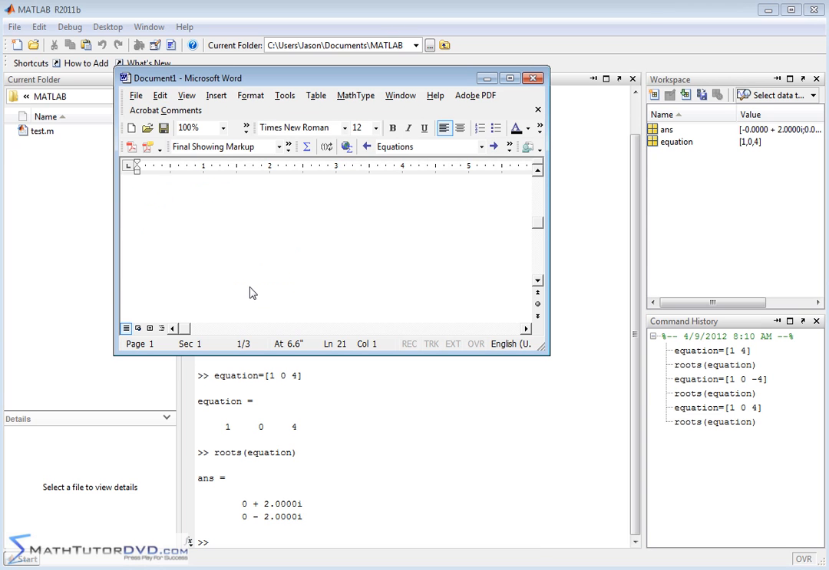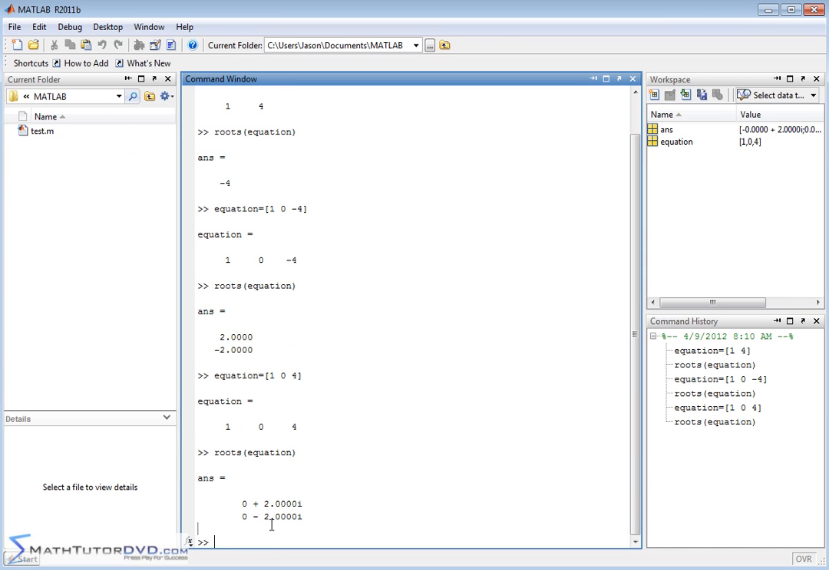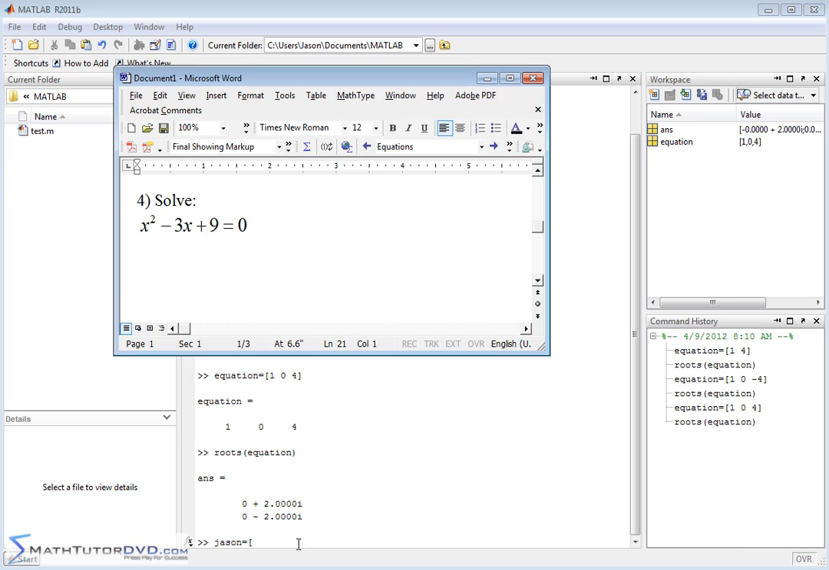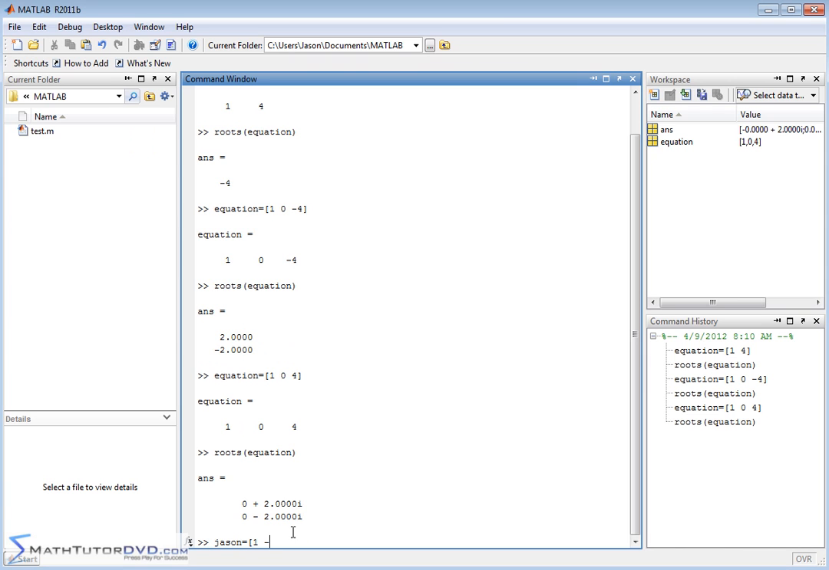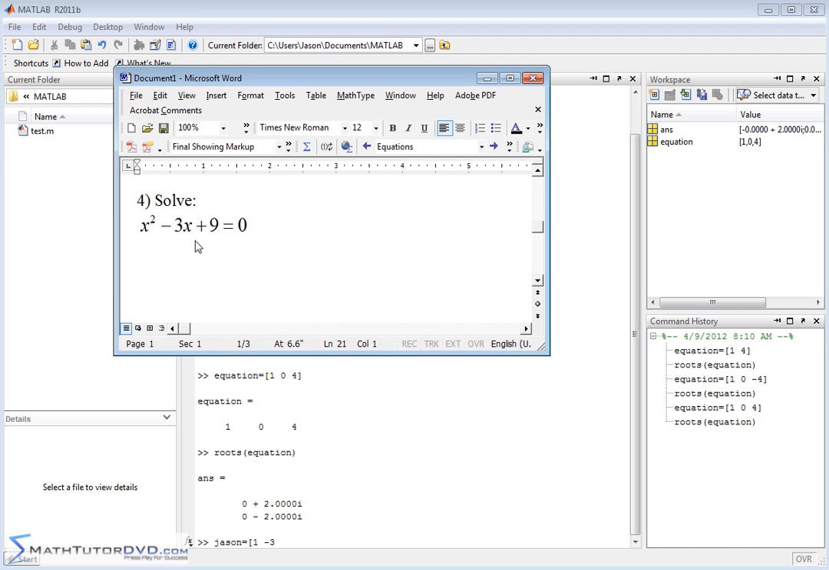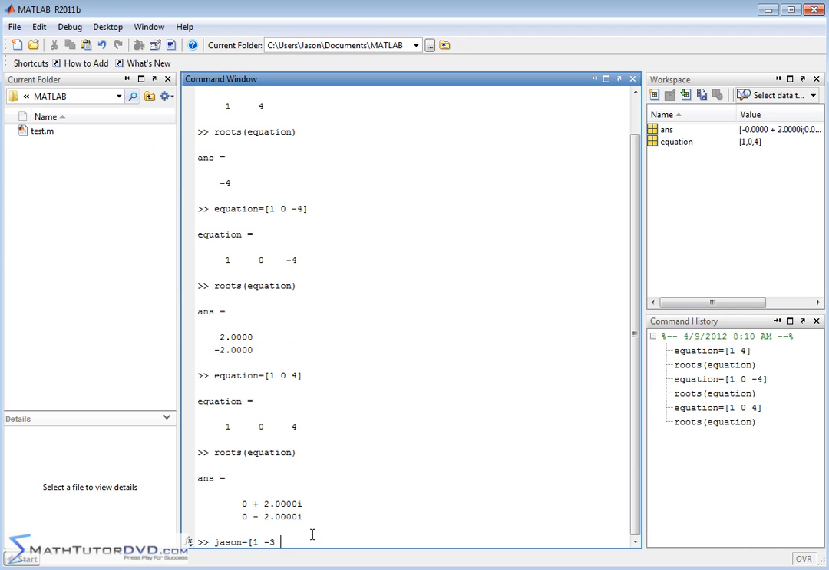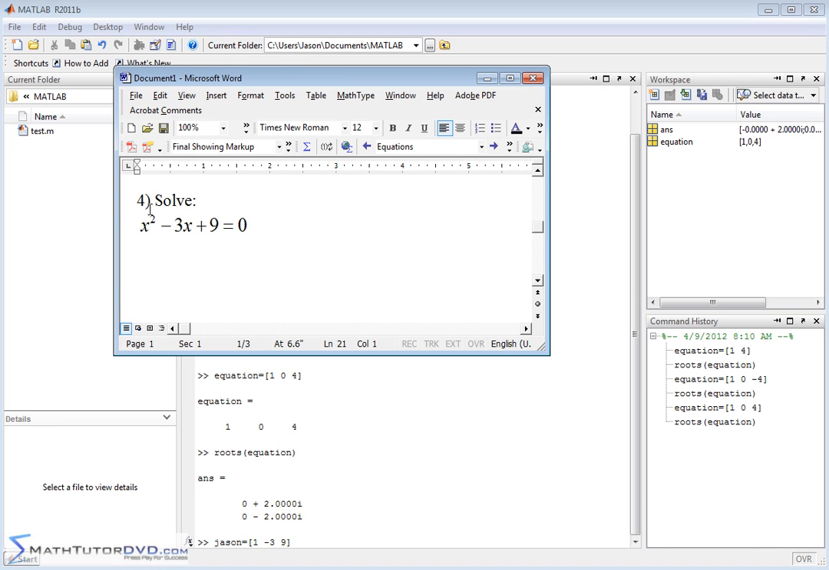All right, so let's go down and solve an equation like this. This is basically the same sort of deal. We have x squared minus 3x plus 9. So let's go ahead and set this up again just for variety. I'll name it Jason, and I'll set up a single row matrix like this, x squared minus 3x. So it's 1x squared minus 3x, and the last part of it was plus 9. And that is the definition of what we're trying to solve here, because here we have x squared, we have a term in x, and we have a constant term, so there's no zeros. Everything is accounted for in our equation.